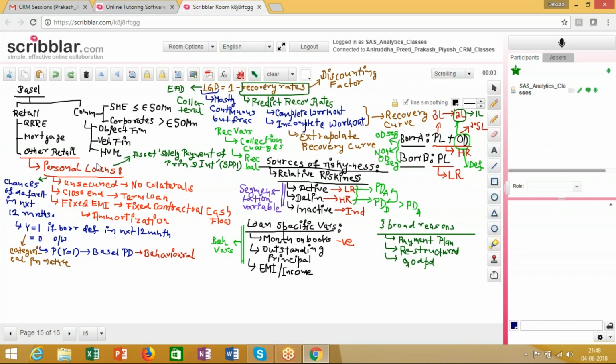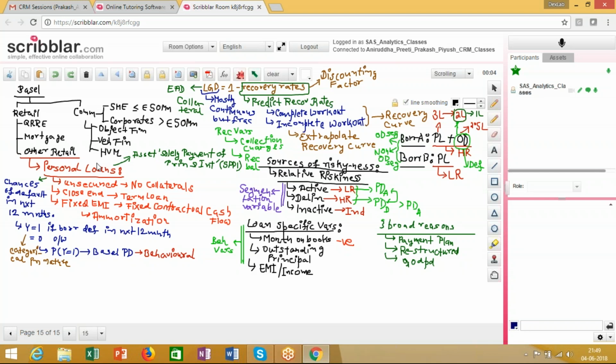The second type of sub-portfolio which Basel talks about is the mortgage portfolio, or the housing loans. These are loans which are given to buy houses or real estate property. Mortgage loans are purely collateralized loans. These loans are taken to buy houses, and they are purely mortgaged by the house that people buy.